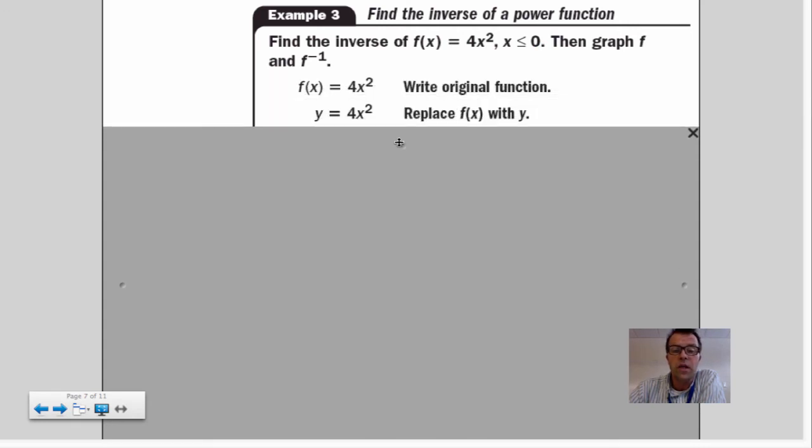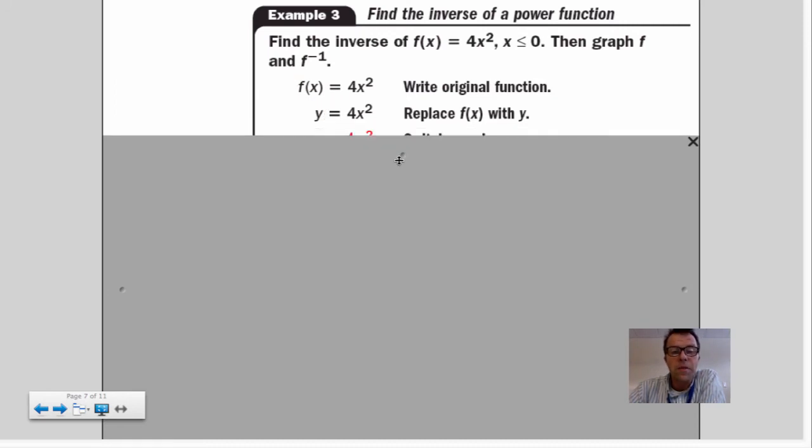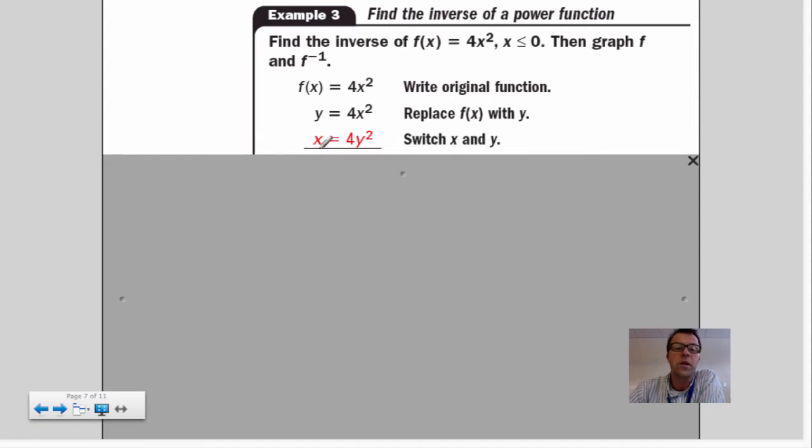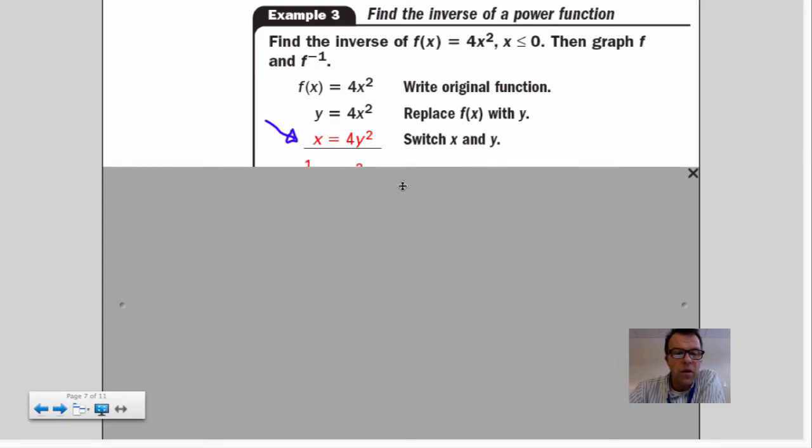So here, take the function. Notice we always replace f of x with y. And then here comes the big move. Bam! We switch x with y. And again, this is the key to success for inverse: you remember to switch x with y. So now we need to solve for y.